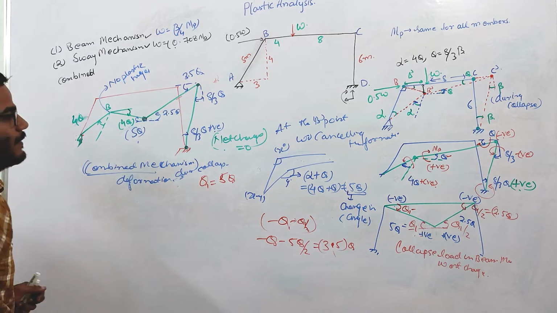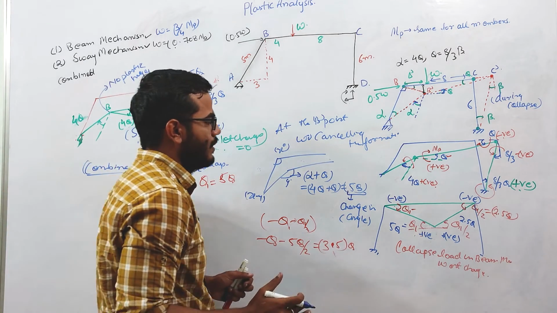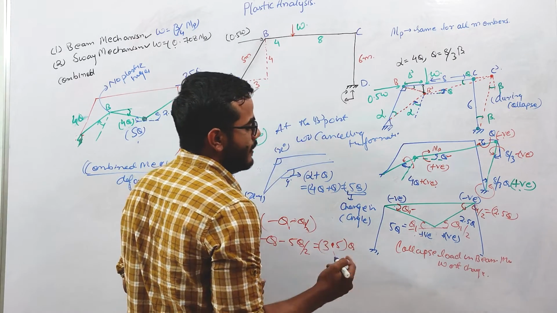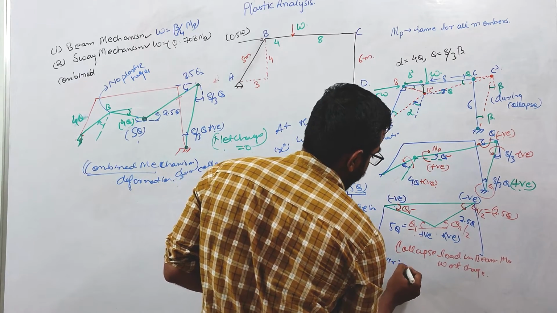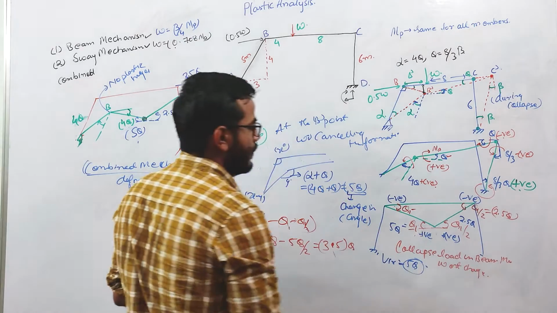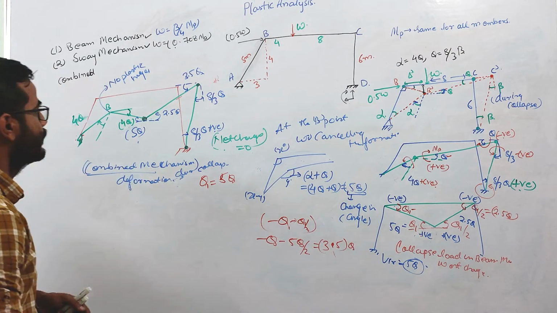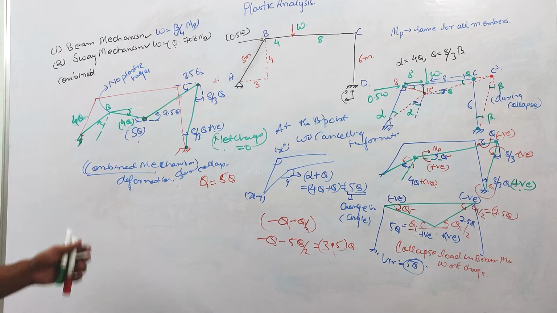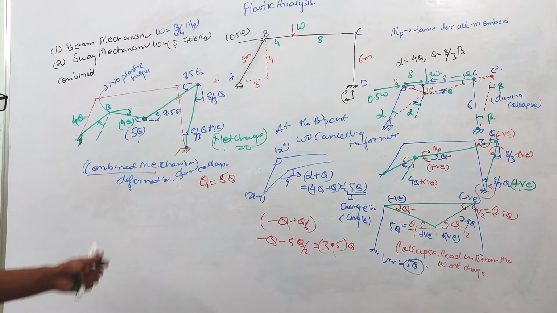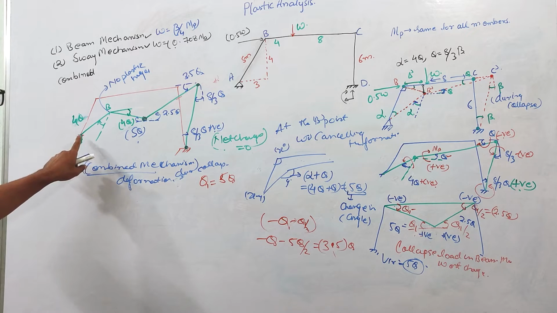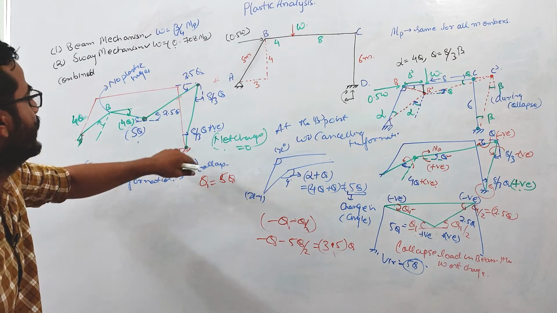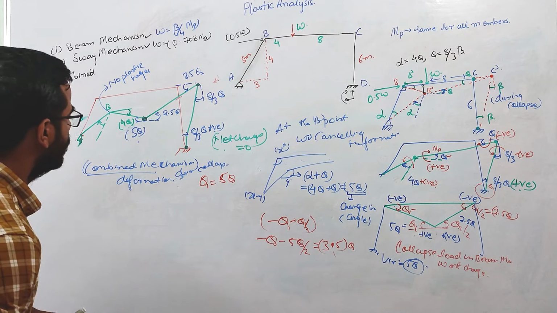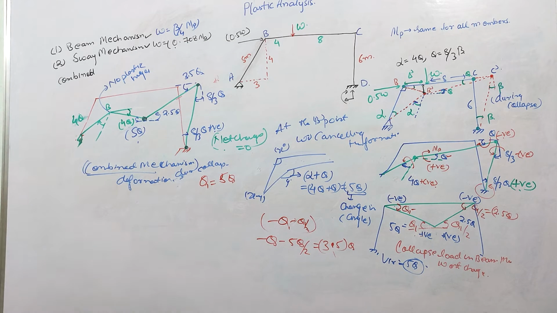In this case, the virtual displacement over here is basically 5 theta. It's in our hand basically, because we need to find the critical case. So the plastic hinge is not forming here; only the plastic hinges are forming at this point, this point, this point, and this point.